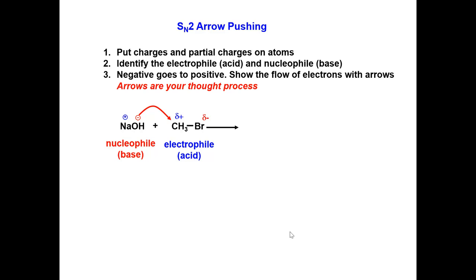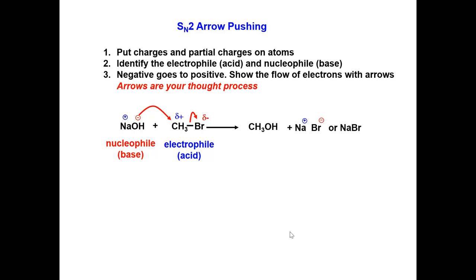You can't have 10 electrons around a carbon, so the carbon-bromine sigma bond must break. Draw an arrow from the carbon-bromine sigma bond to the bromine atom. This shows the movement of electrons from the sigma bond to the bromine.